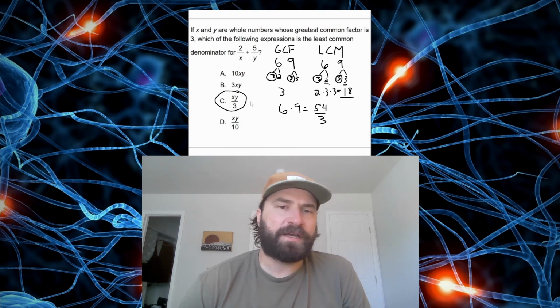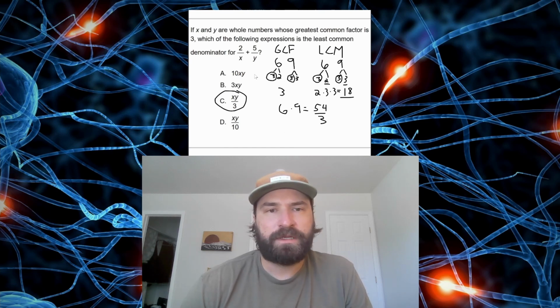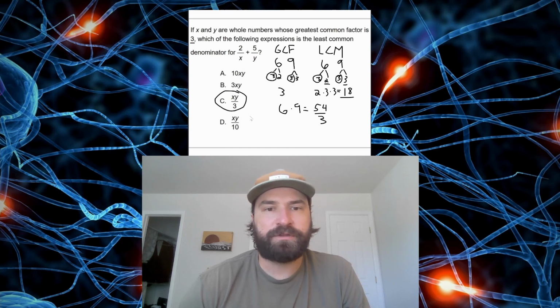And what this is telling us is that the lowest common denominator is always the two denominators multiplied together divided by the greatest common factor, which in this case was 3. So it's xy divided by 3 to find the lowest common denominator.